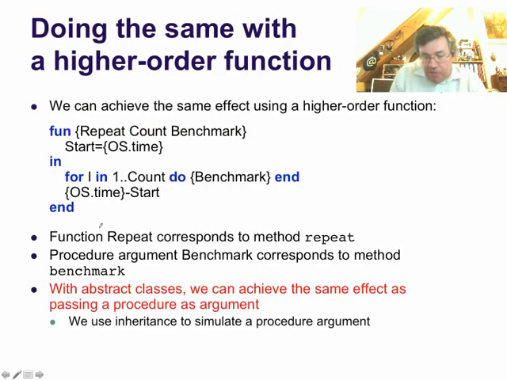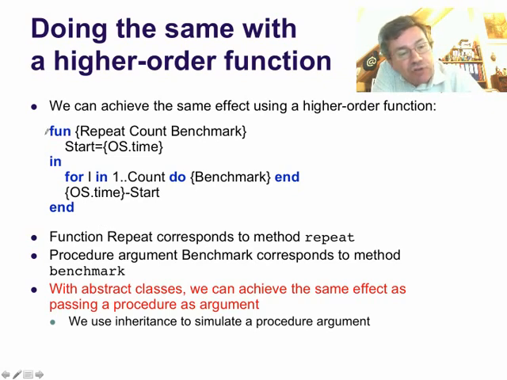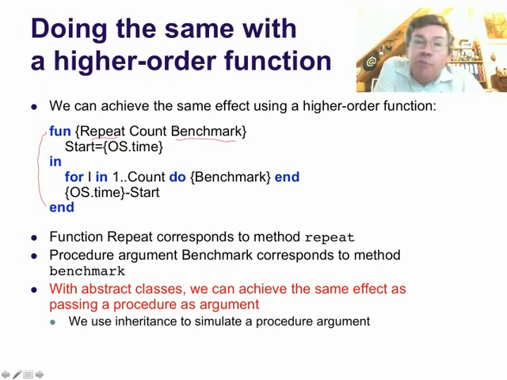So we can do the same thing in Oz using functions, using higher order programming with functions. We have here the function Repeat. Repeat corresponds to the method repeat, and the argument Benchmark is a one argument procedure, corresponds to the method benchmark, and it does the same. It executes in a loop and it measures the time. So with abstract classes, we achieve the same effect as passing a procedure as argument. So we have used inheritance to simulate part of higher order programming.